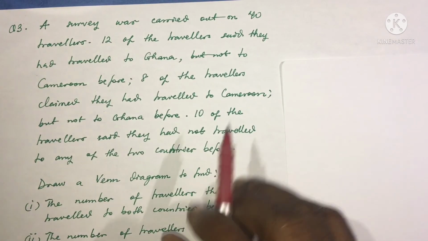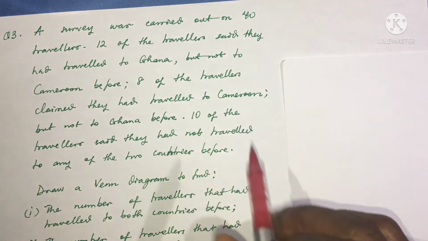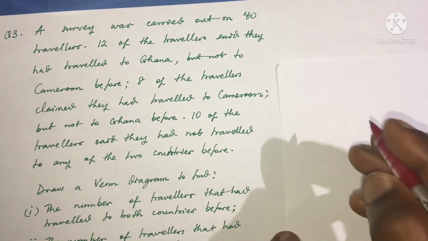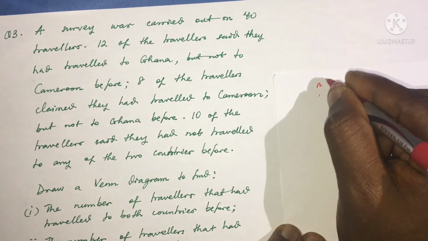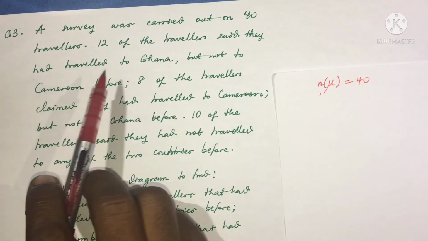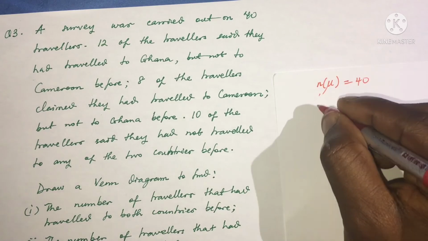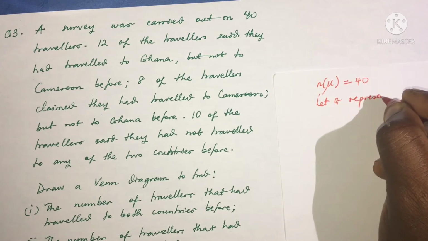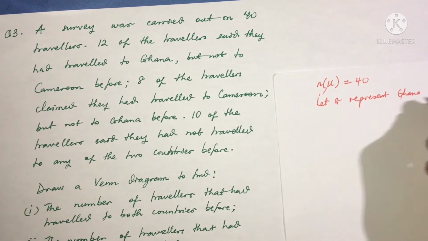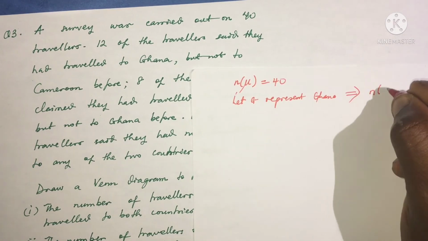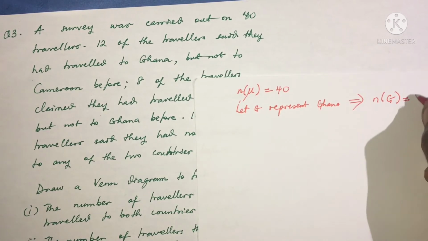So a survey was carried out on 40 travelers. So quickly, a survey was carried out on 40 travelers means that in the universal set there were 40 travelers. So I'm going to use this. The cardinality of the universal set is 40. Now 12 of the travelers said they had traveled to Ghana. So let G represent Ghana. And that would mean, if G represents Ghana, that the number in G will be 12.